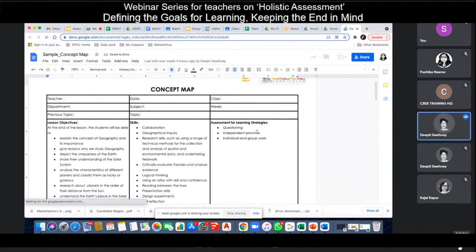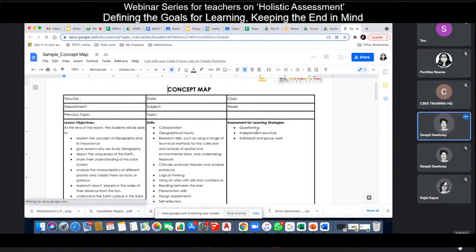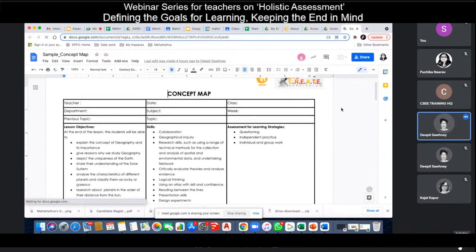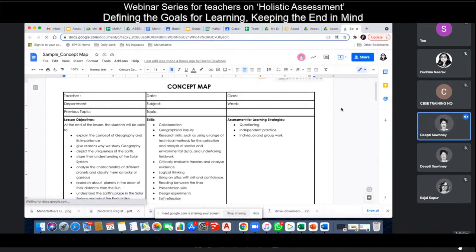Okay, so this is the concept map. This is just an idea. This is just a suggestion. I'm sure you have your own templates as well in school. Please feel free to use those. I'm just giving you suggestions as to what can be done when you are creating a concept map or a concept plan or a lesson plan, whatever that you want to call it.